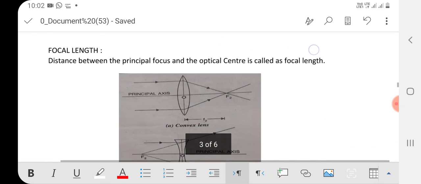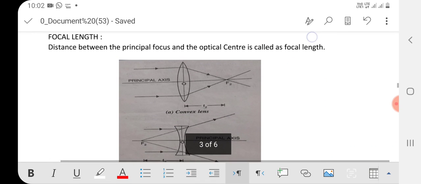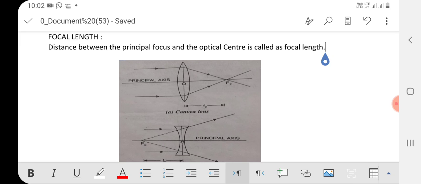The next one is focal length. Now what is focal length? Distance between the principal focus and optical center of the lens is called as focal length. It is denoted by small letter f. You can see in the diagram the focal length is the distance between the optic center and F2, which is shown here, that is focal length.